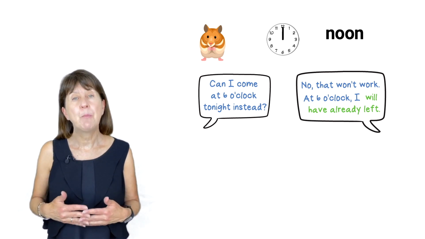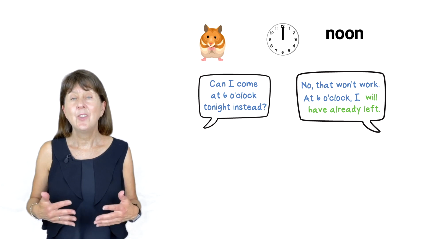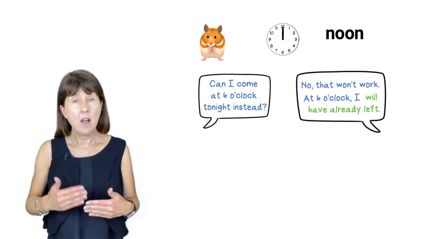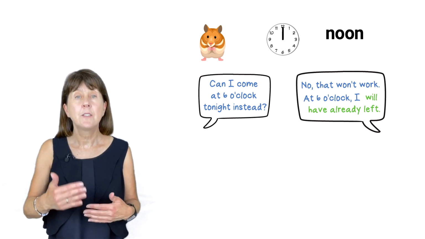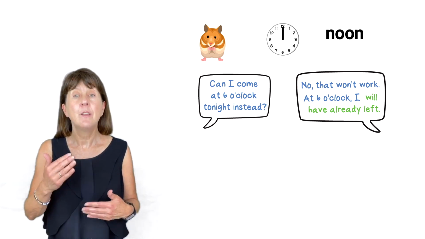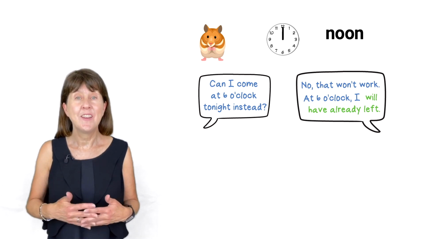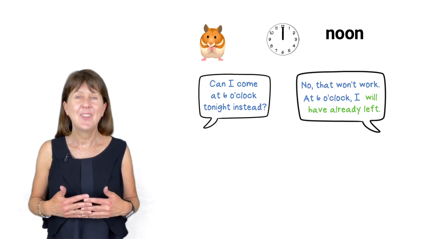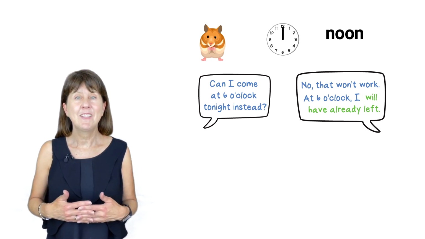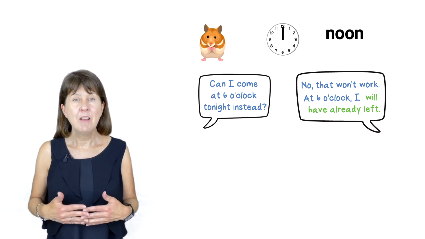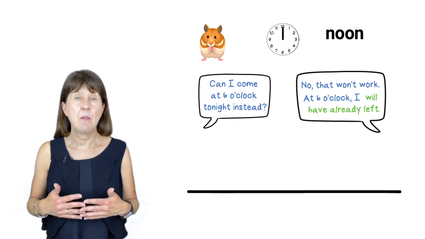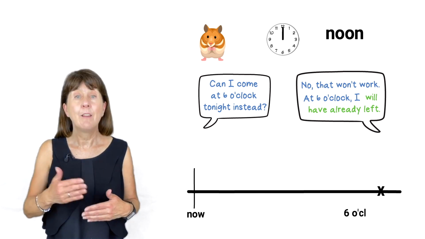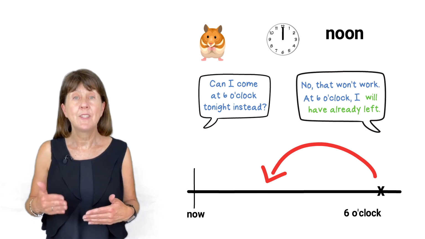So what does the future perfect tell us here? It tells us that Doug is going to leave for his holiday sometime after right now, but before a certain time, a certain point in the future, here 6 o'clock tonight. He probably shouldn't have waited until the last minute to find a hamster sitter. On a timeline, it would look like this. So imagine yourself at 6 o'clock and you're looking back from there.